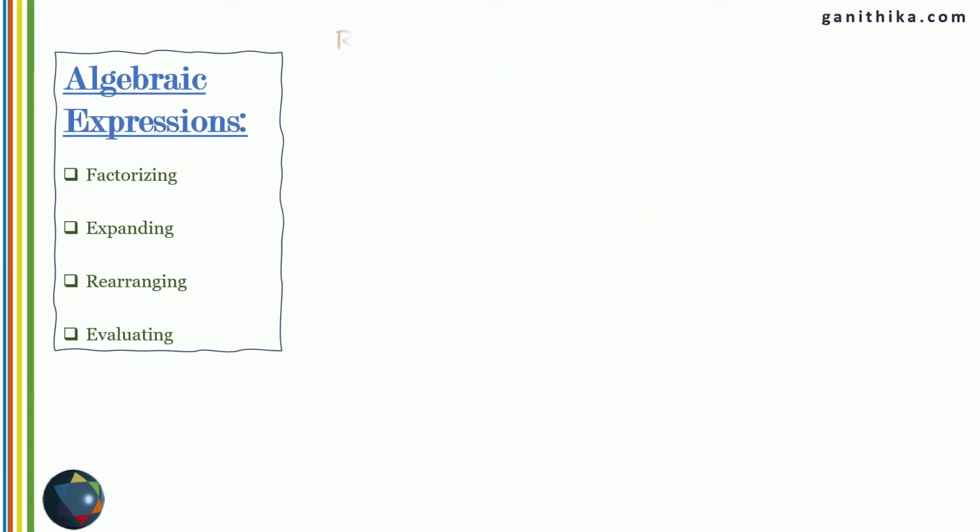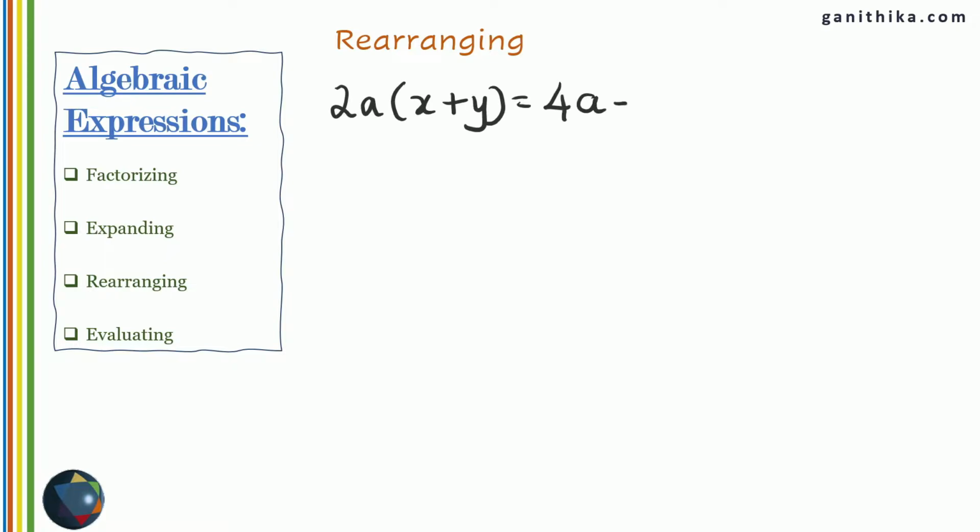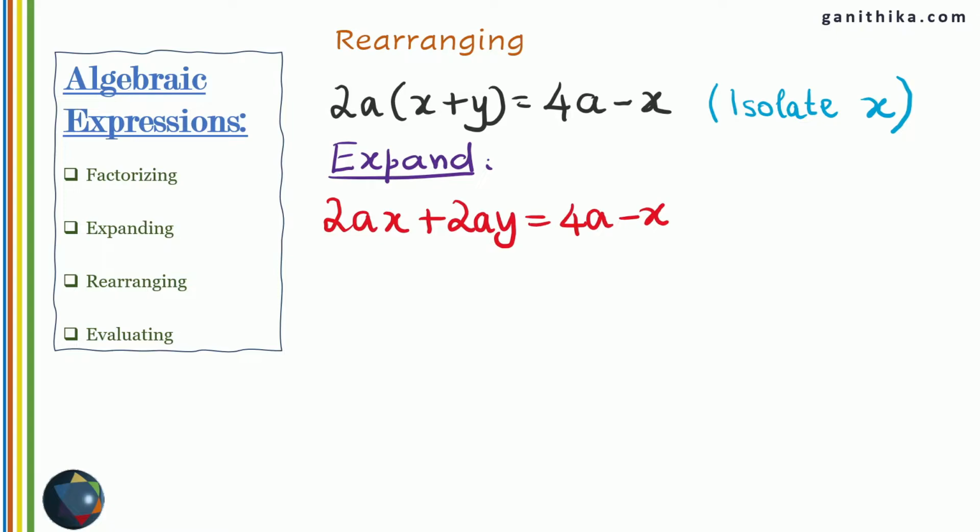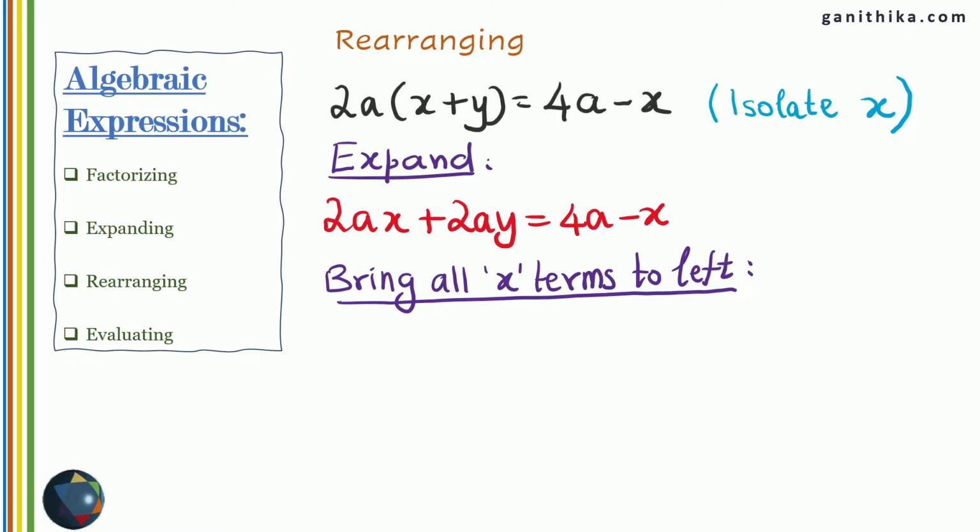Let's continue with rearranging. Rearranging means arranging the variables in such a way that you are getting the variable that you want to the left hand side. In other words, we are isolating the variable. In this case, I want to isolate x. So the first thing you will do is to expand the left hand side. 2ax plus 2ay equal to 4a minus x. The next step is to bring all the x terms to the left side because we want to isolate x. So every x term should be brought to the left hand side like this, and the remaining terms should be left on the right hand side.